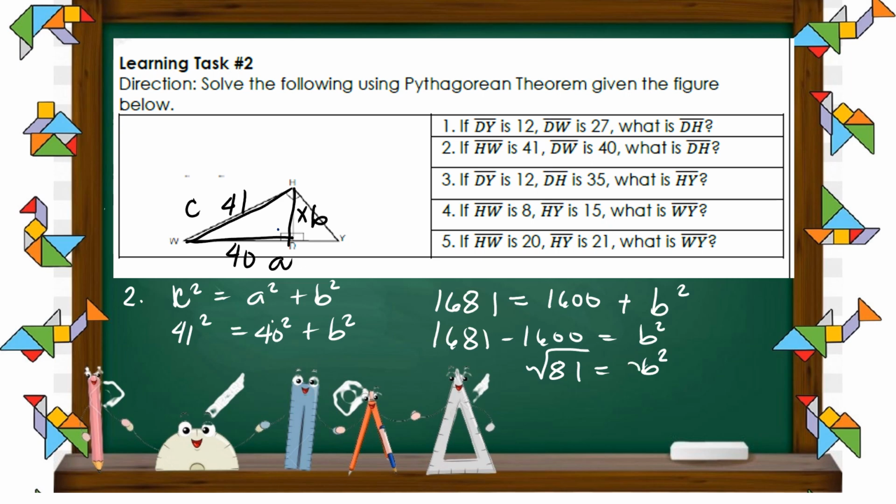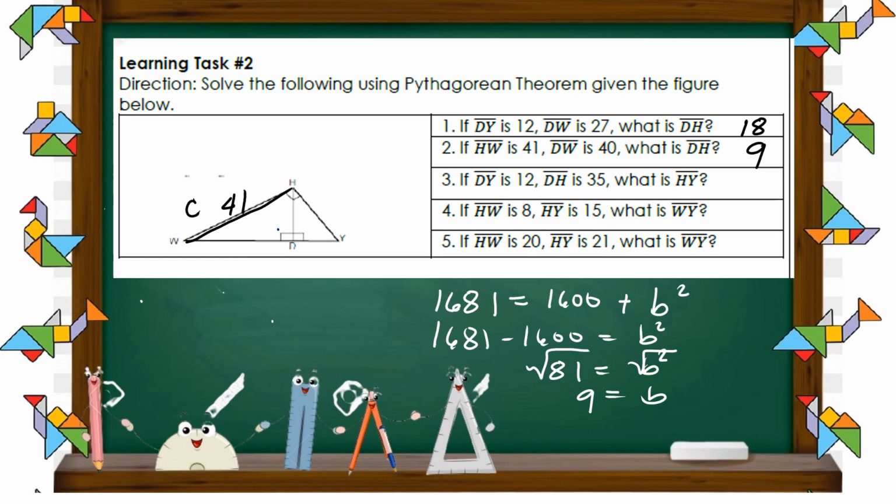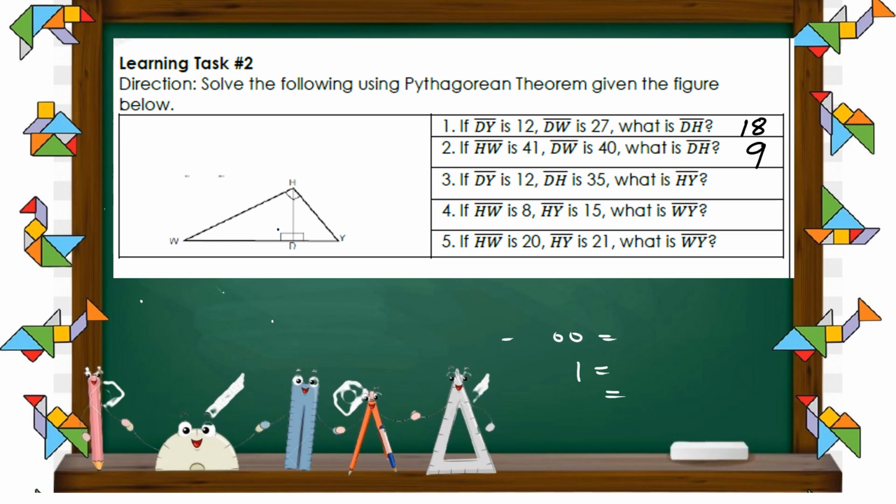Then we're going to get the square root of both sides. So the value of B is 9. That means the value of your DH is 9. So what we have a while ago, this is 18, this is 9. Let's erase number 2. Now I'm just going to give you a clue on what formula you're going to use to solve numbers 3, 4, and 5. Basically, you're going to use here your Pythagorean theorem.